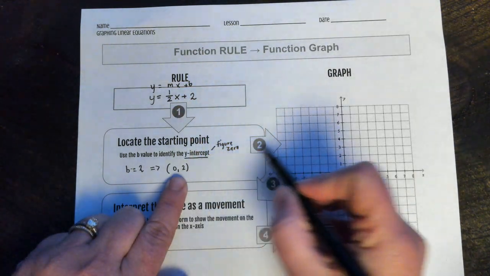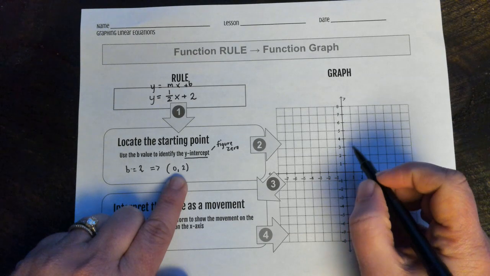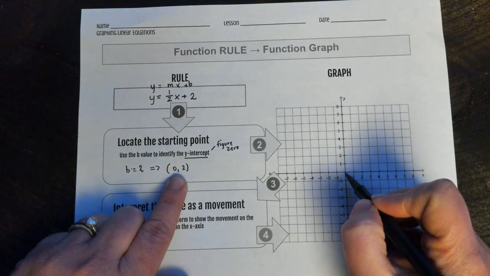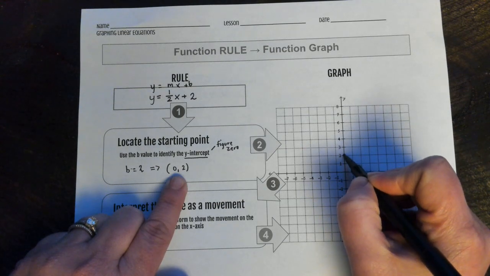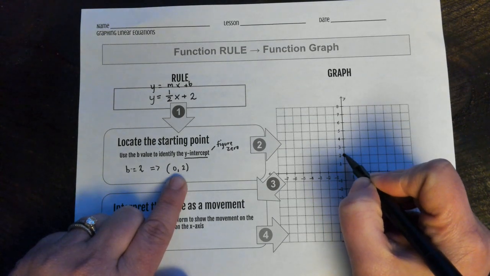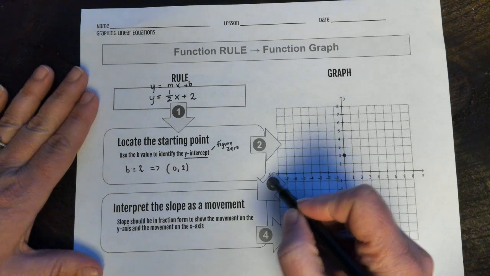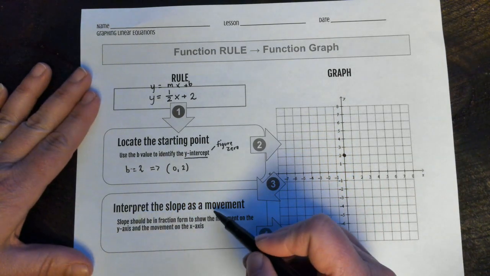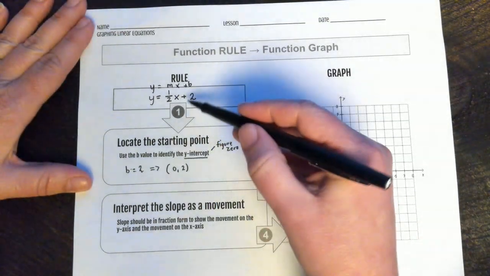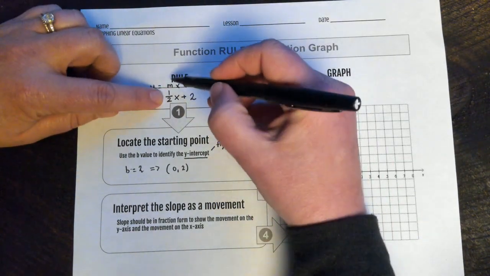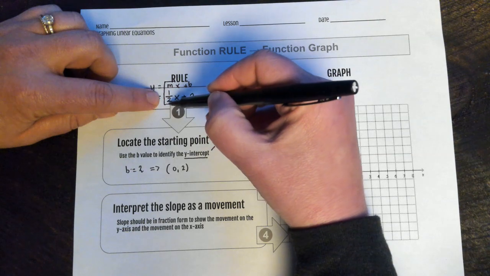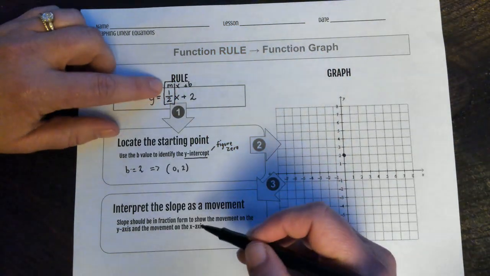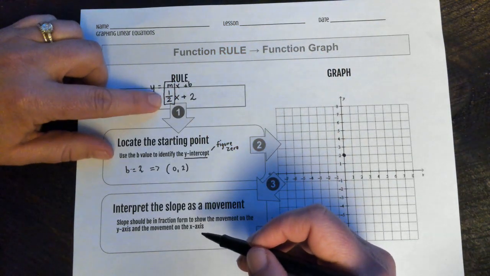So step 2 tells me go to the graph and identify that starting point. So that's a y-intercept. So I go 0 on the x, 2 on the y, and make my point. Step 3, go into here. Interpret the slope as a movement. So I'm going to look back up at my rule, and I can see that my slope is the coefficient of x. It's represented by the m value in my equation.